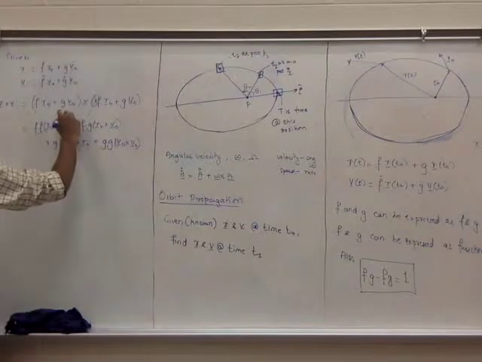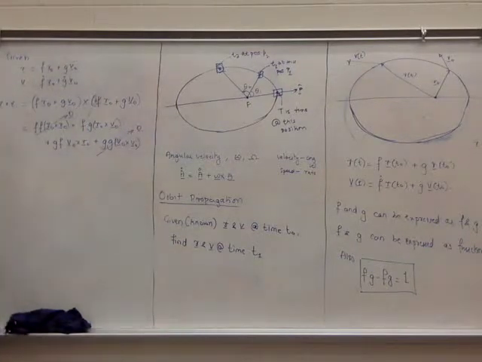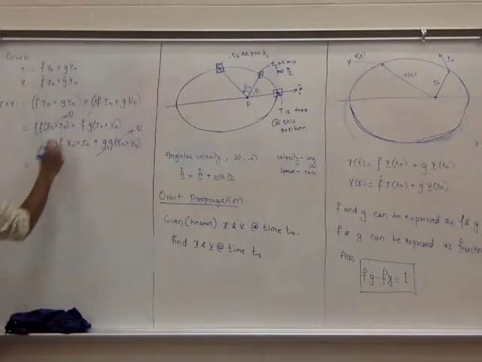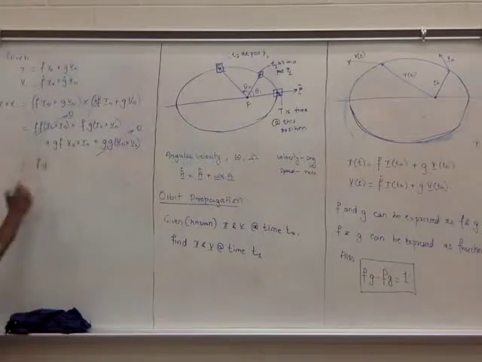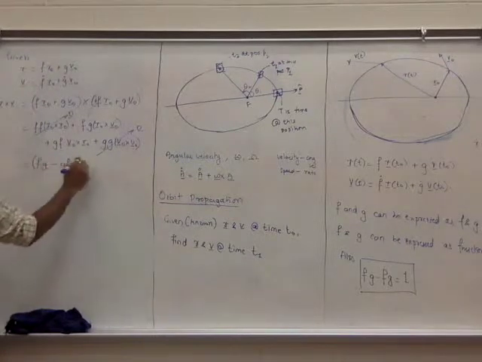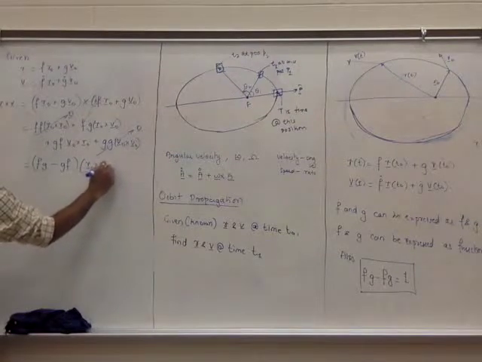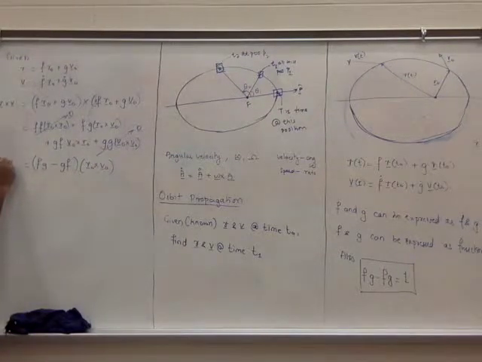So this is 0. This is 0. Why is this 0? The vector crossed with itself is always 0. So what you have is f g dot minus g f dot, r naught crossed with v naught, is equal to r crossed with v.